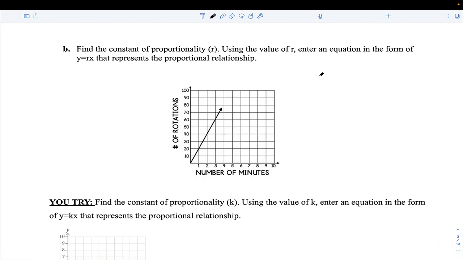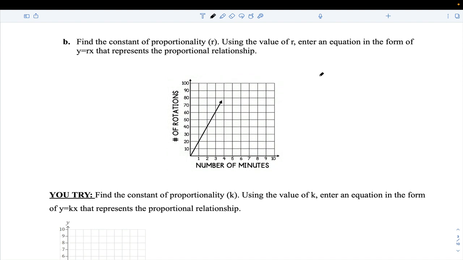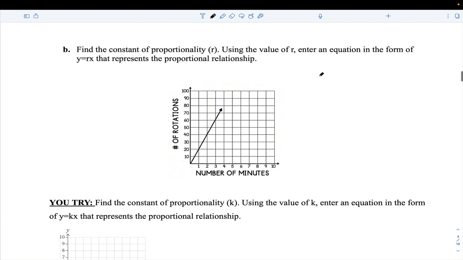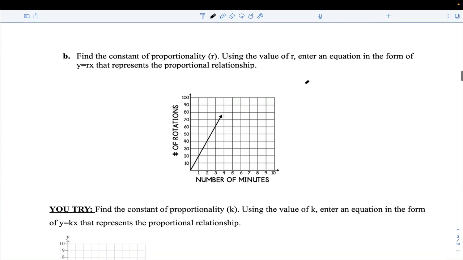There's a slight difference. See if you can catch it, Mason. On the constant of proportionality, using the value of r, enter an equation in the form of y equals rx that represents the proportional relationship. What's slightly different from A and B on this one? Chad? Instead of k for proportionality, it's r. I'm going to be completely honest. I have no idea why they change it.